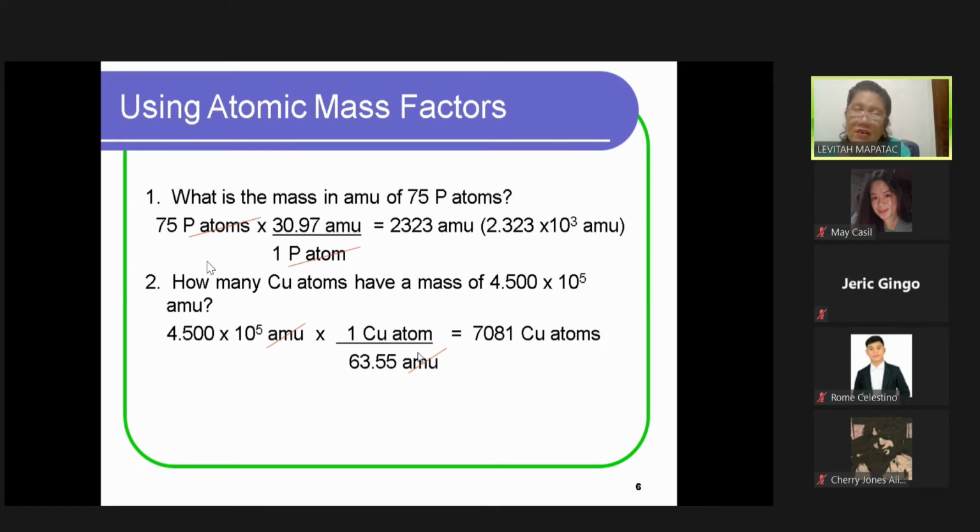This is our atomic mass of copper. Therefore, this is the answer, 77,081 copper atoms. Okay?